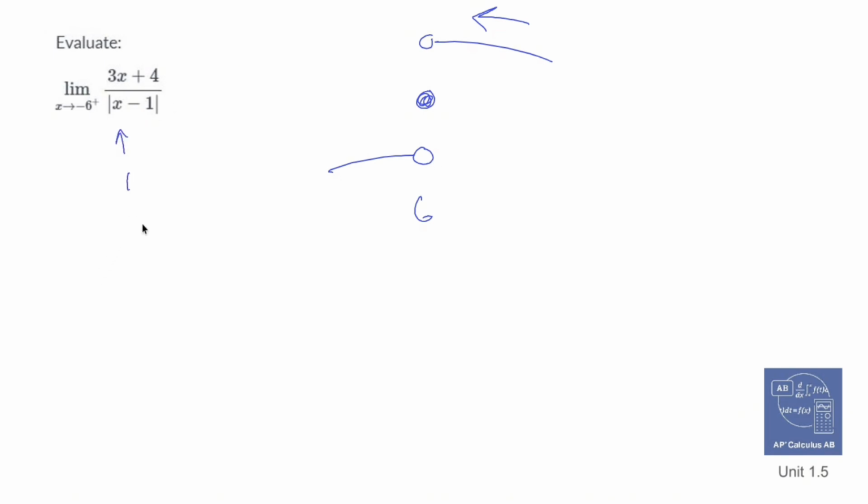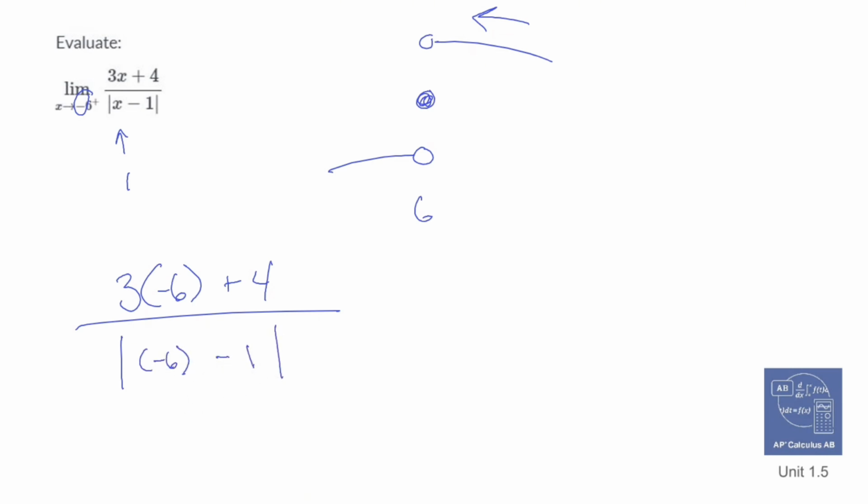1 minus 1 is 0. So any discontinuity doesn't happen at negative 6. This is just going to be continuous at negative 6. So it doesn't matter if it's coming from the left. It doesn't matter if it's coming from the right. I just plug in negative 6 and do a little bit of math. So 3 times negative 6 plus 4 all over the absolute value of negative 6 minus 1, close the absolute value. In the numerator, we have negative 18 plus 4. In the denominator, we have the absolute value of negative 7. That simplifies out to negative 14 over positive 7, which gives me negative 2.